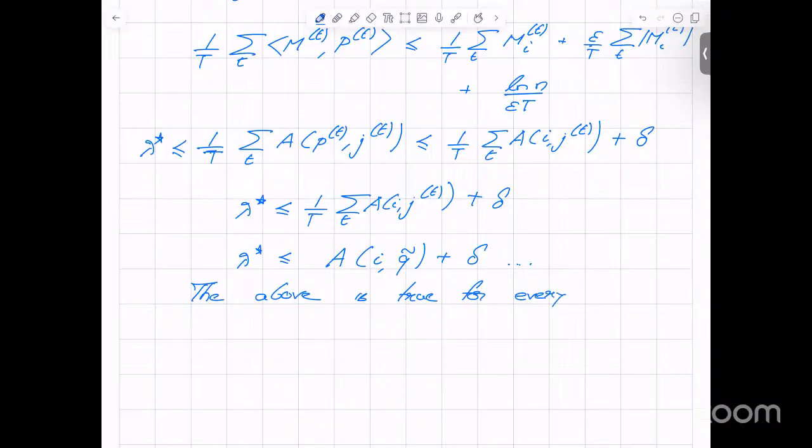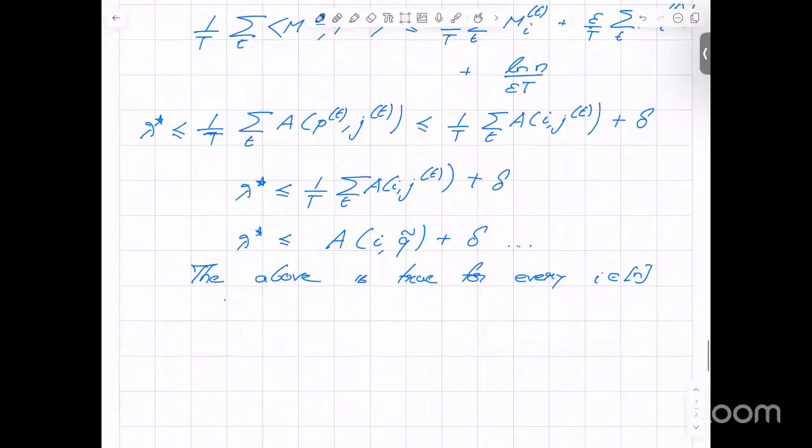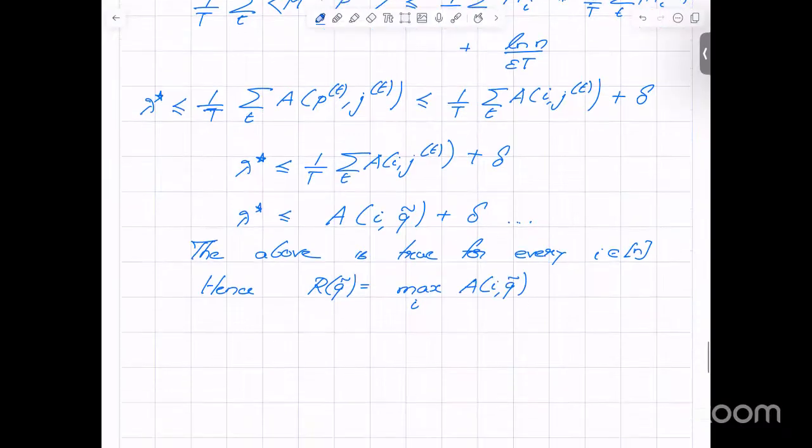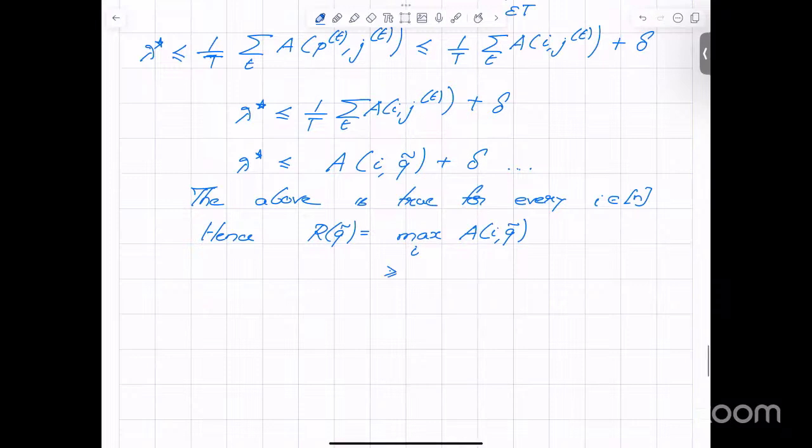For every i, and hence R Q tilde, which is, what is it? It is max of i, A i Q tilde, which is also greater than or equal to lambda star. So we have got all three.